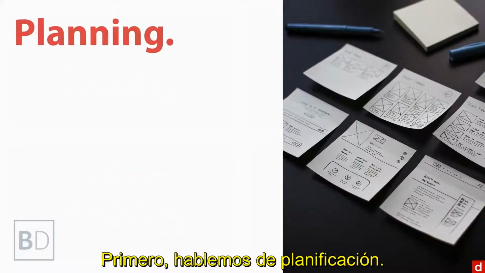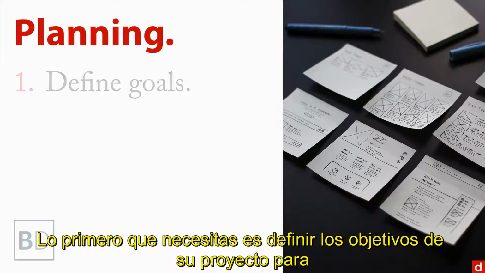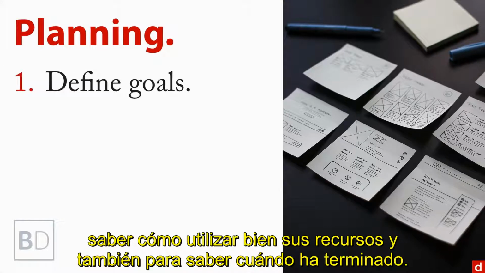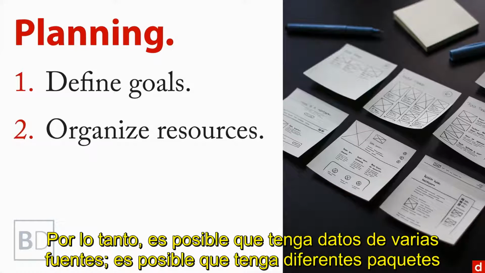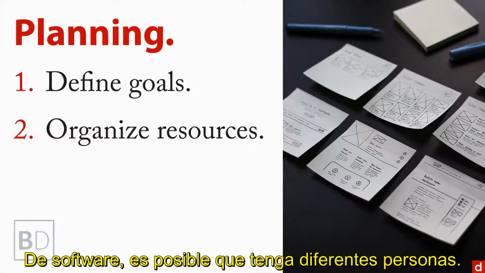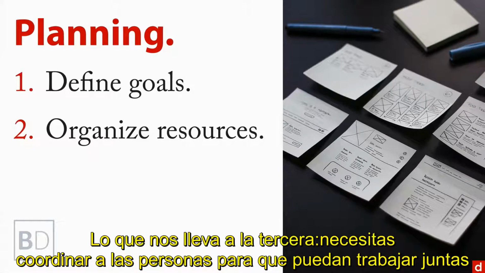First, let's talk about planning. The first thing you need to do is define the goals of your project so you know how to use your resources well, and also so you know when you're done. Second, you need to organize your resources. So you might have data from several different sources. You might have different software packages. You might have different people, which gets us to the third one.